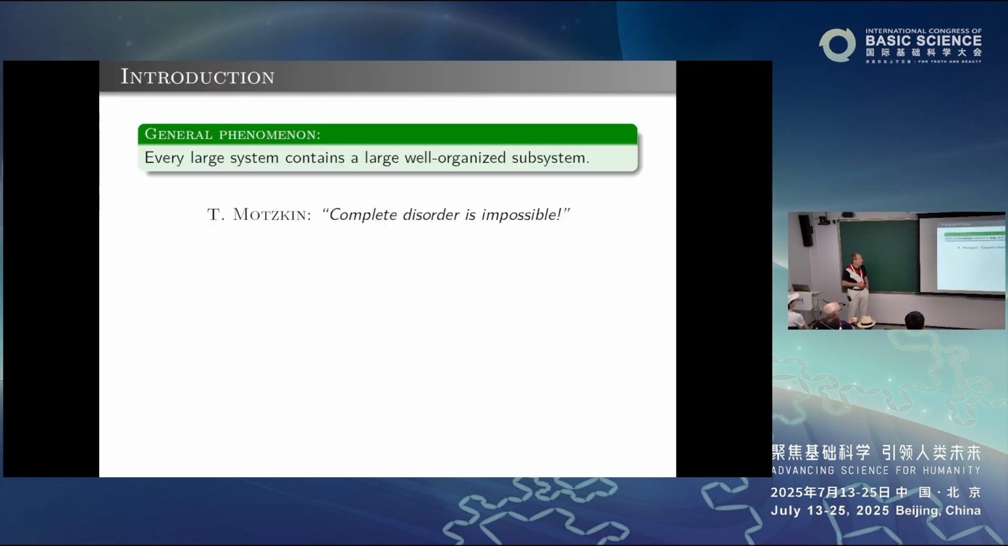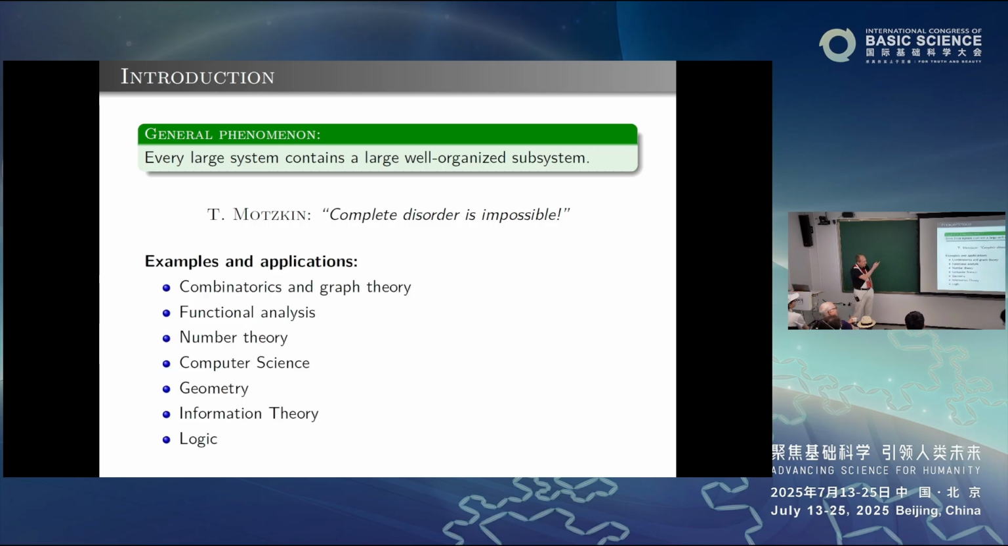So let me start by saying that the following general phenomenon is behind many mathematical results, and it says that every large system, chaotic it might be, contains a well-organized subsystem. Actually, paraphrasing Theodor Motzkin, complete disorder is impossible. Although I think when you read today the news and see what's going on in the world around us, you strongly disagree with this statement. Nevertheless, in mathematics, this phenomenon appears in very high generality, and here is a list of various areas where you can easily find this phenomenon.